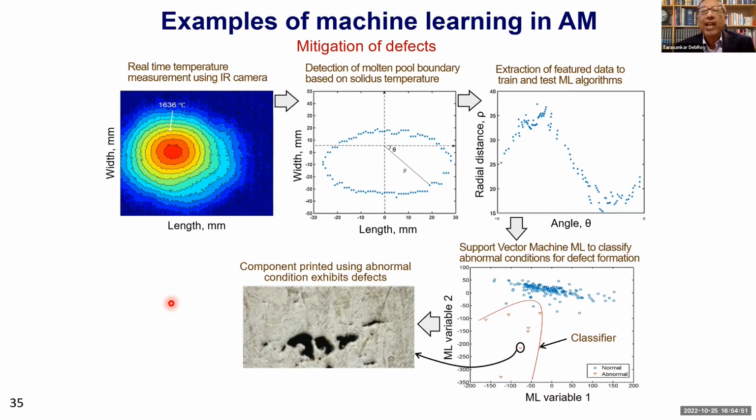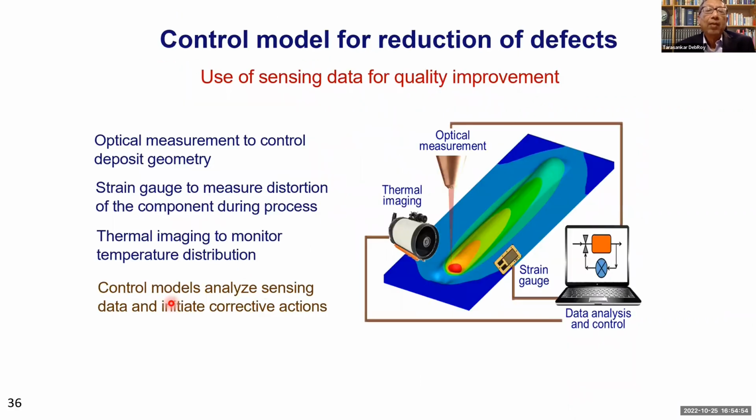So how do we actually implement this? One of the ways is to have a sensor, thermal imaging sensor, or a strain gauge to measure the distortion. And this sensing data will be fed to a control model, and the control model will change the process variables in order to get a structurally sound and reliable part.